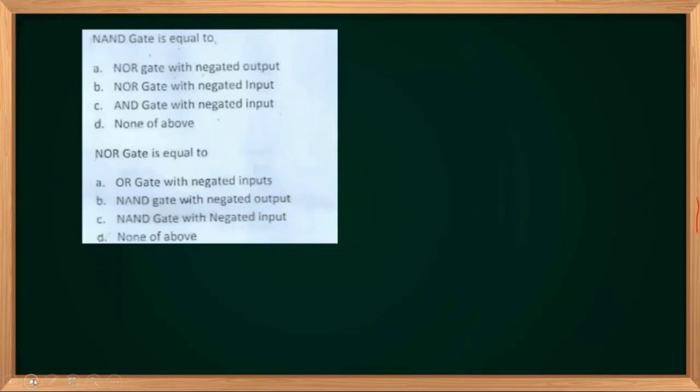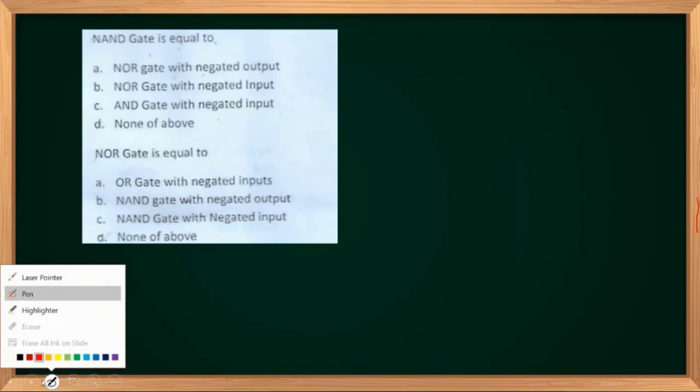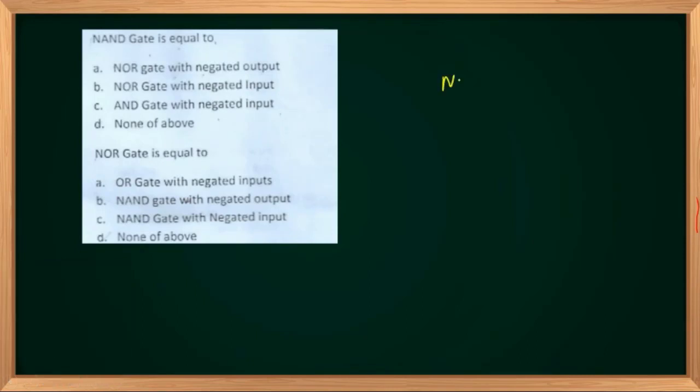Right. That is also, the next question is also a direct question. NAND gate is equal to, right, NOR gate with negated input, NOR gate with negated input, AND gate with negated input, none of the above. What do you mean by negated input? Negated input.